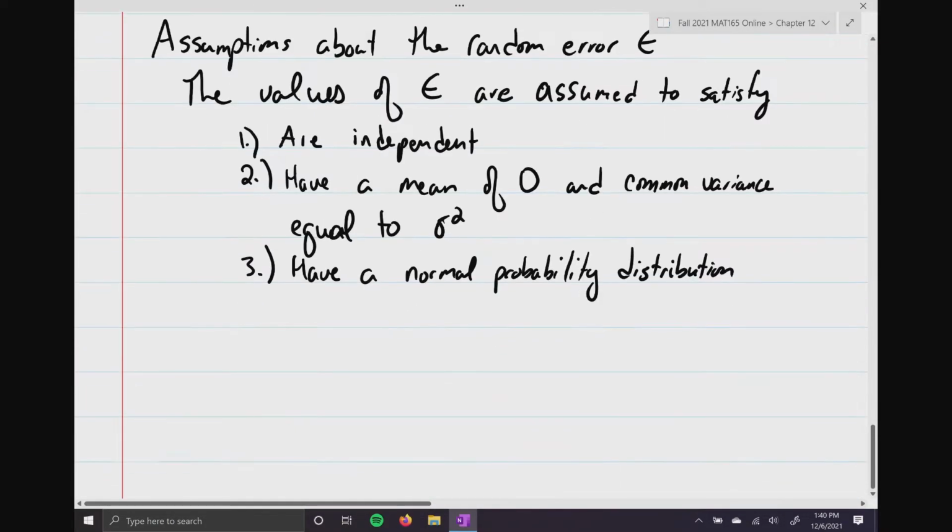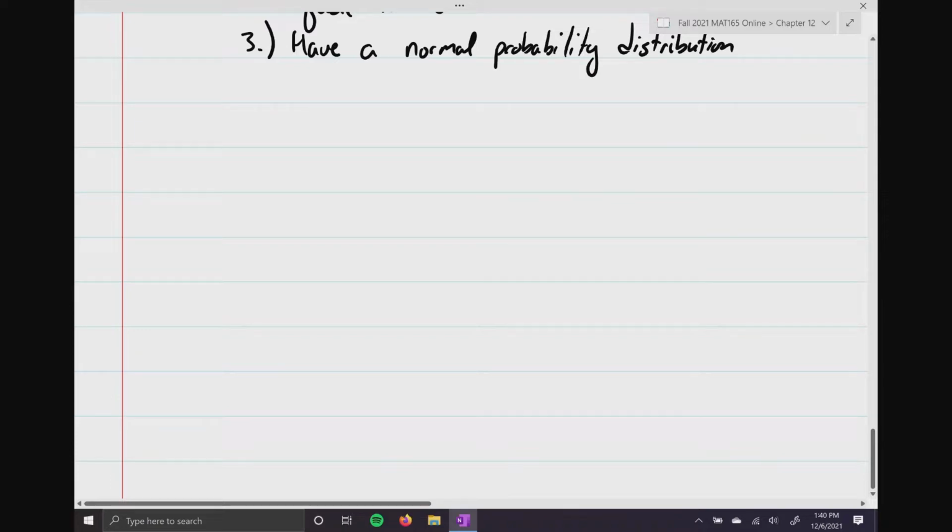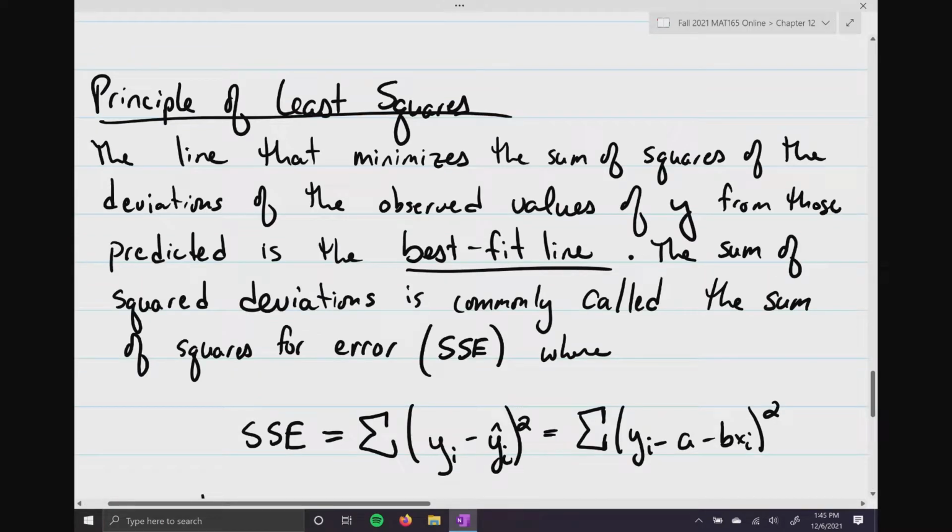So now what we can do is we can formally identify the principle of least squares. So I'm going to pause the video, write down the definition, then I'll unpause it. All right, so here's our definition of principle of least squares. So the line that minimizes the sum of squares of the deviations of the observed values of y from those predicted is called the best fit line. Now that is a big sentence for once you create your scatter plot, the principle of least squares will create a line that minimizes the difference between the error and the actual line itself, okay?